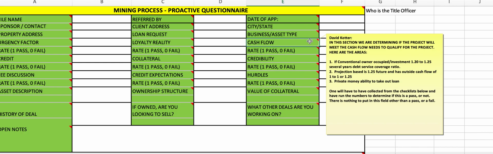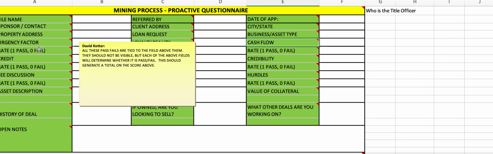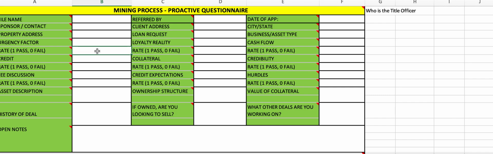So once you've collected from the checklist below and have run the numbers to determine if it's a pass or not, there is nothing to put in the field for a pass or a fail. So what you'll do is you'll probably have a verbal discussion about their numbers. If they don't know them, you need to get the information, but this is critical because if it doesn't have the cash flow, then it's a dead deal. Okay, and then you'll rate them down here. So a 1 is a pass, 0 is a fail, same thing on every one.